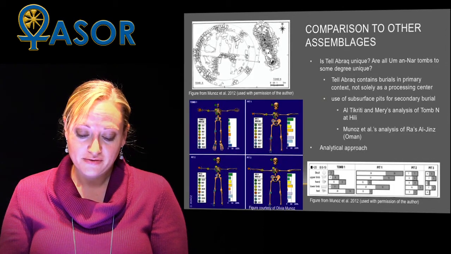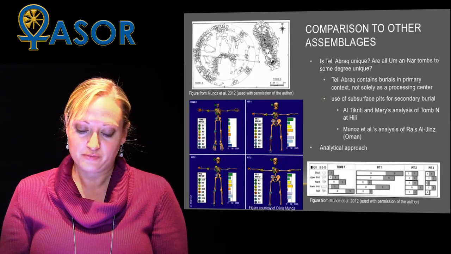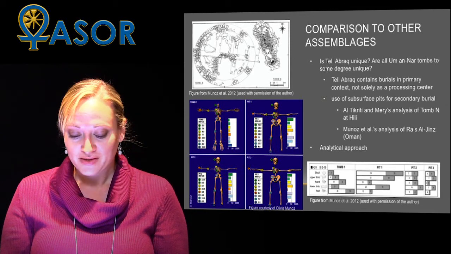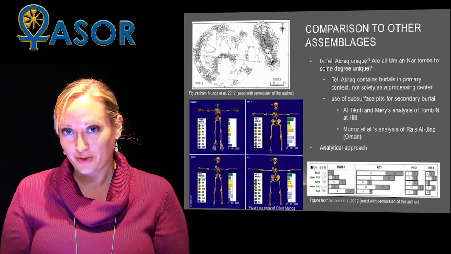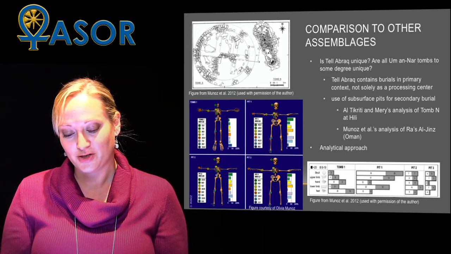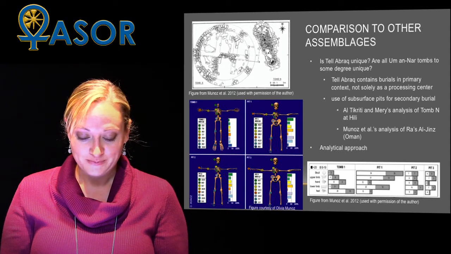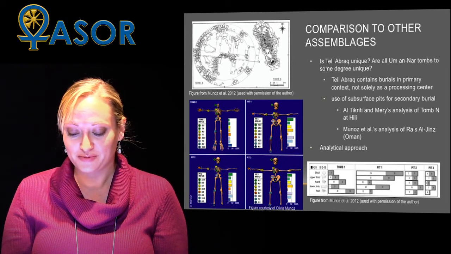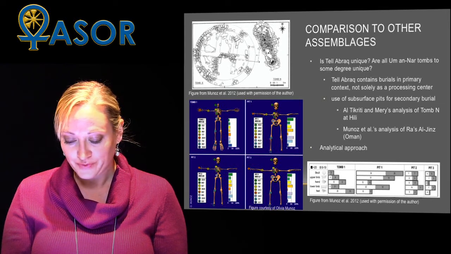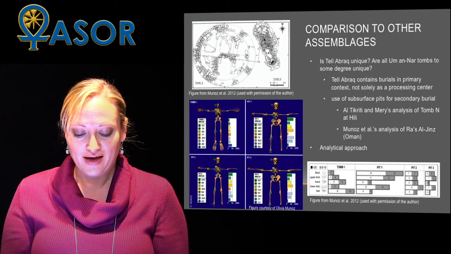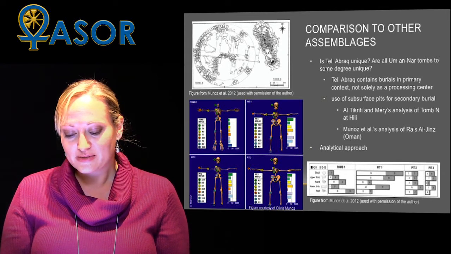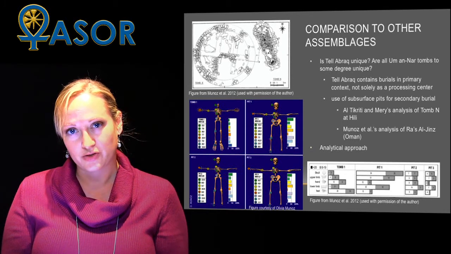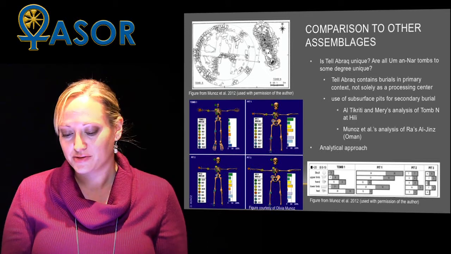The comparison of other Umanar tombs' mortuary patterning is difficult for multiple reasons. First, there's a general understanding that variability in Umanar tomb construction and use is incredibly high. Second, Tell Abraq lacks any associated ossuary subsurface pits for secondary burial. At sites such as Hilli and Ras Al Jins, these pits acted as repositories for remains that were typically processed within the tomb structure itself, and so they'll show a different distribution.